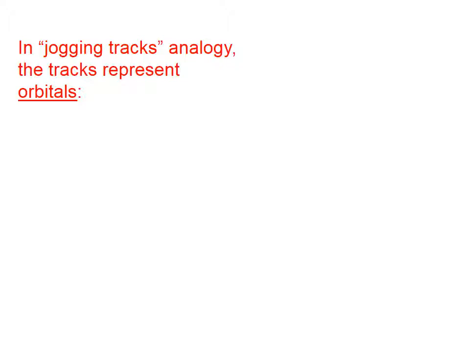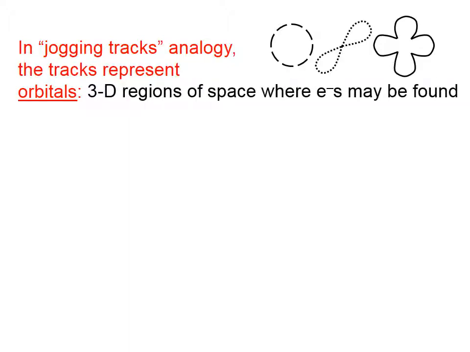In the jogging tracks analogy, the tracks represent orbitals. I called them, in the analogy, S tracks, P tracks, and D tracks. Well, in reality, we have what are called S orbitals, P orbitals, and D orbitals. And an orbital is a three-dimensional region of space where an electron may be found, just like a jogging track was a region where you might find a jogging electron.